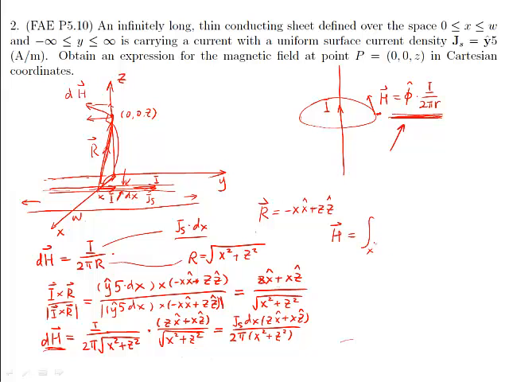So we would integrate it from 0 to w dH, which is essentially the integral from 0 to w of Js dx (z x hat plus x z hat) over 2 pi (x squared plus z squared). I'm just copying from over here. And I'll leave it to you to evaluate this integral.